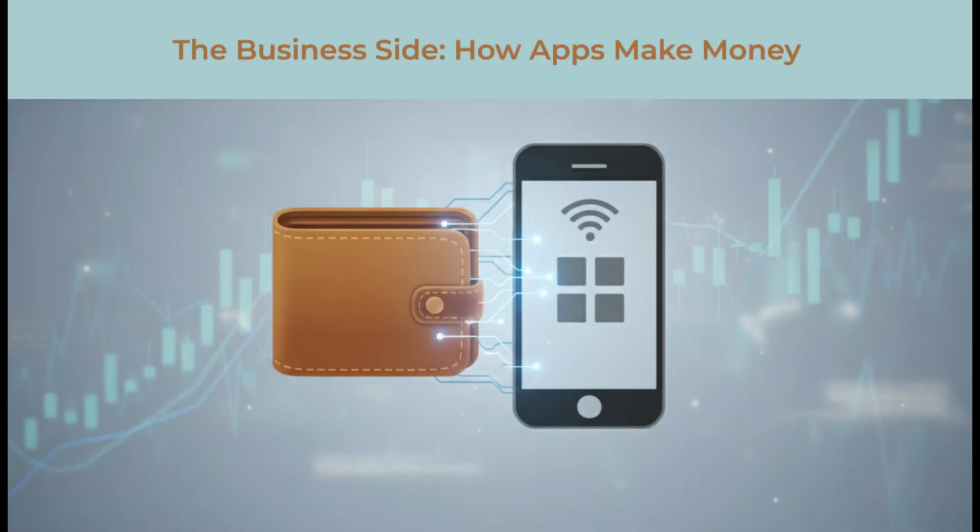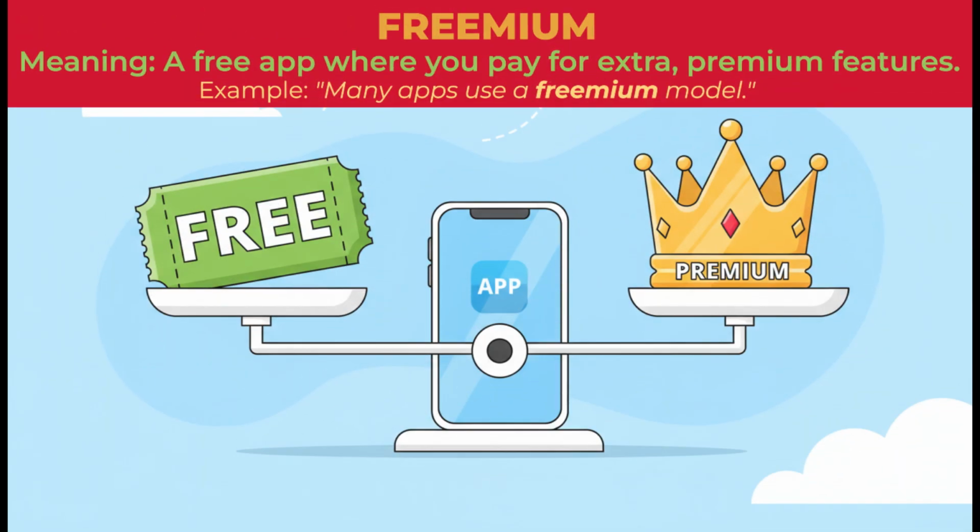Now, let's look at the business side. How do these apps make money? Word 4 is freemium. This is a model for an app that is free, but where you pay for extra premium features. You could say many language apps use a freemium model. The basics are free, but you subscribe for advanced lessons. It's a mix of free and premium. Spotify and Duolingo are famous examples.